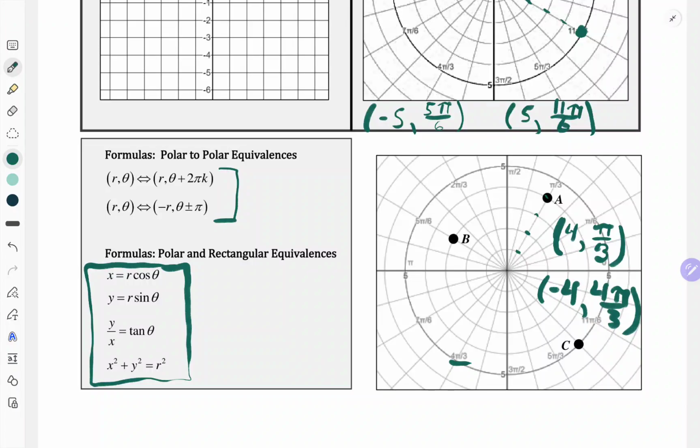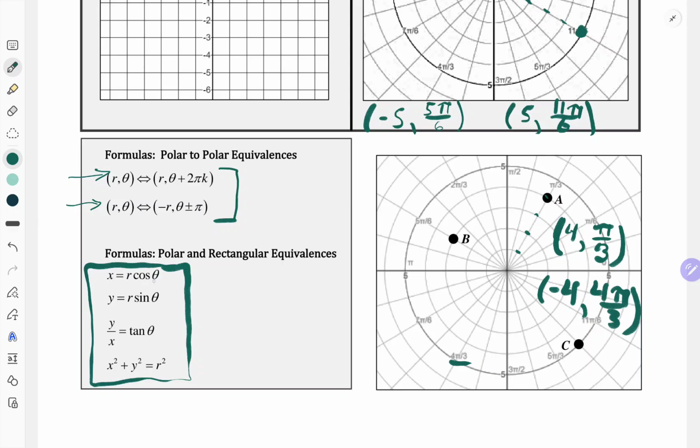Converting polar to polar, right, we're looking at these two right here. If you want to change from polar to polar, I basically need to change my angle is usually what I'm looking at. And then if I add or subtract 2 pi, the r stays the same. If I add or subtract pi, then I can change the r to the opposite sign, so from positive to negative or negative to positive. So those are ones that we reviewed last time.